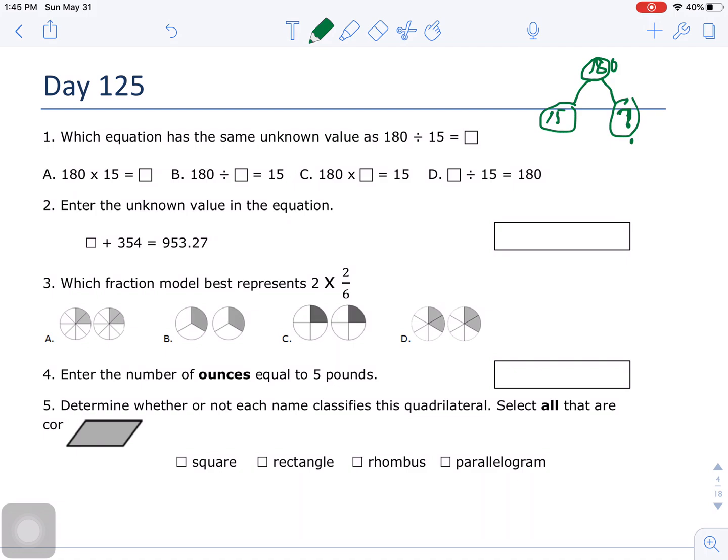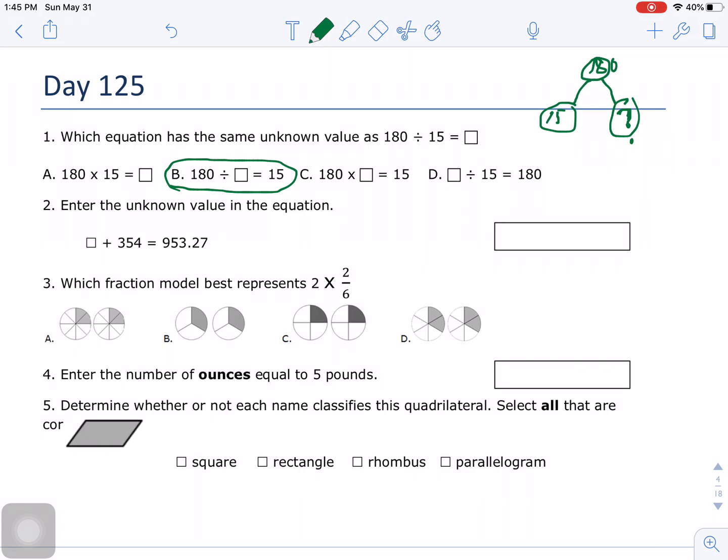And that 180 divided by the question mark would equal 15. So that would leave us with 180 divided by the unknown equals 15. So just think in terms of your mathematical properties. You don't even necessarily need to calculate the quotient in this problem if you're thinking in terms of what you know to be true about division.